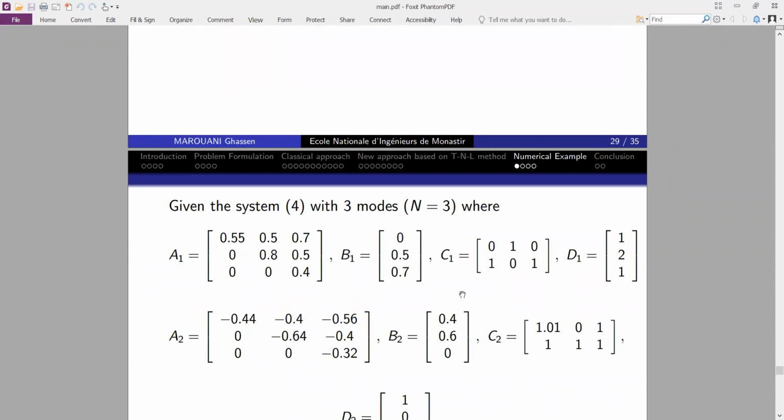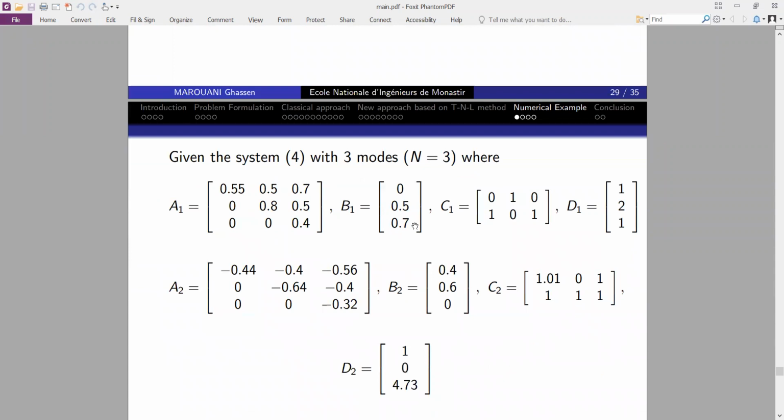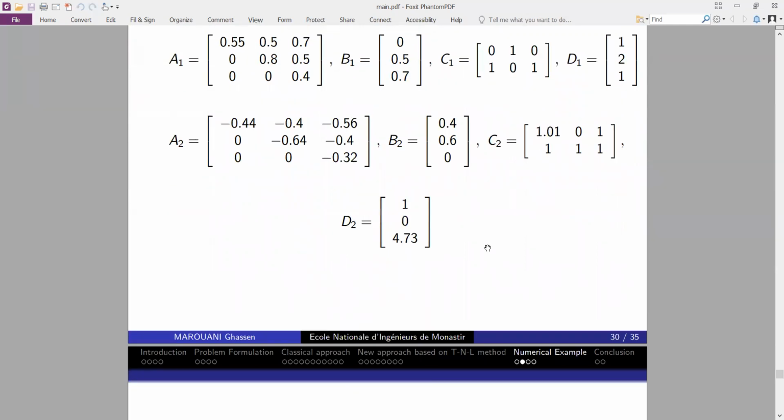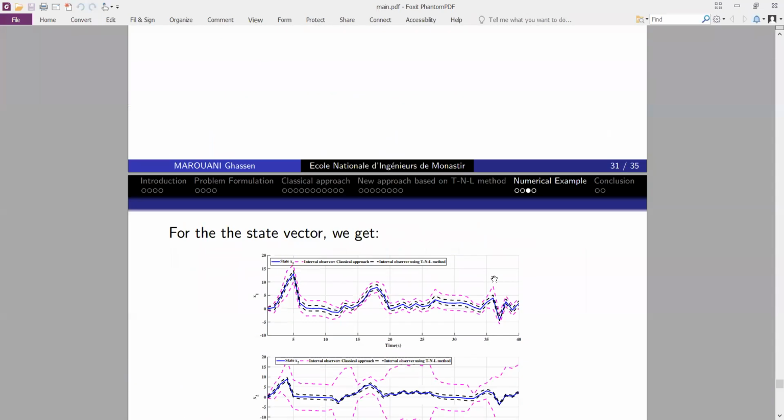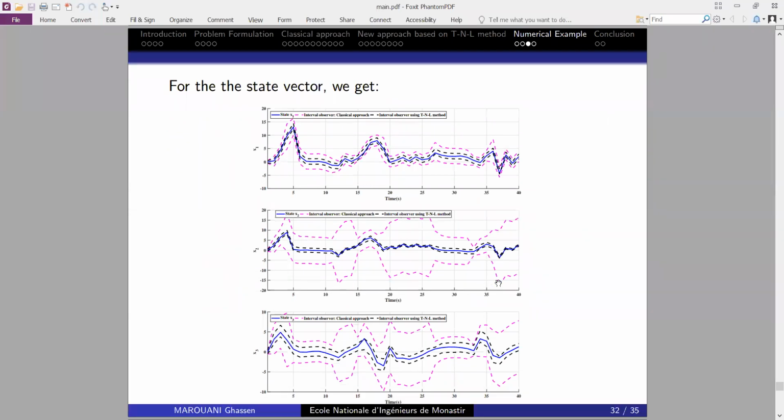To prove the effectiveness of the two methods, we propose a switched system with 3 modes, where the different parameters of the switched system are given as follows. The uncertainties and the measurement noise are bounded by upper and lower bounds, and the unknown input is given as follows. We get the result of the simulation showing the effectiveness of the two methods.